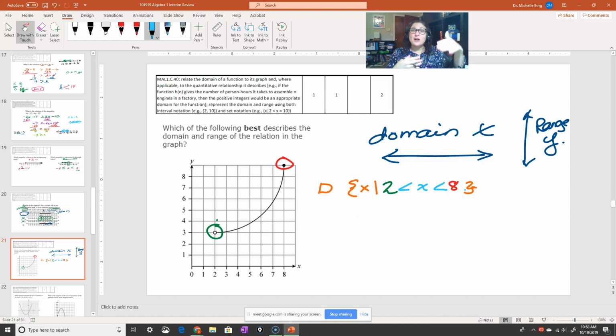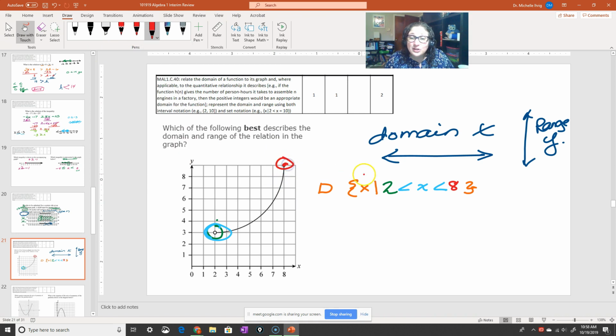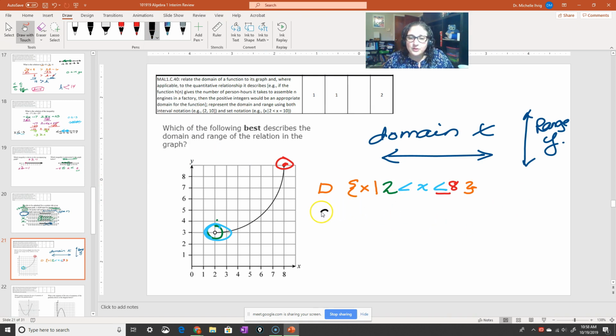The question is, are they open circle or are they closed circle? This right here is open circle, so I'm not going to write anything else underneath that sign. It stays the same. This is closed circle. So because this is closed circle, I need to draw a line right here. So for this to be set notation, the official way to write this problem is the domain.